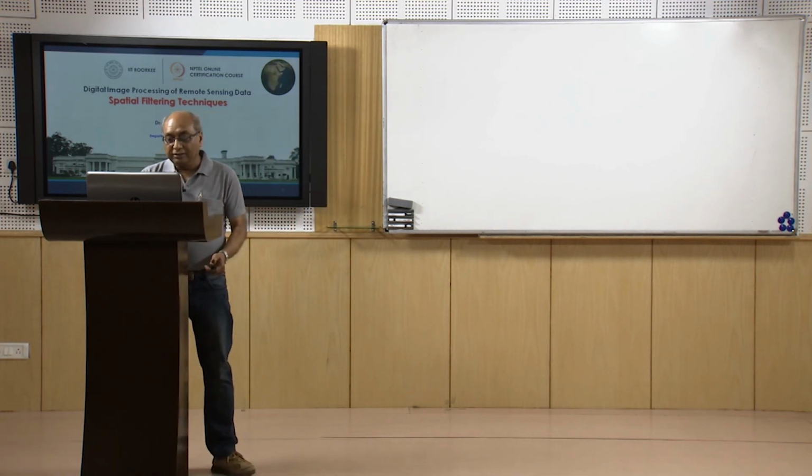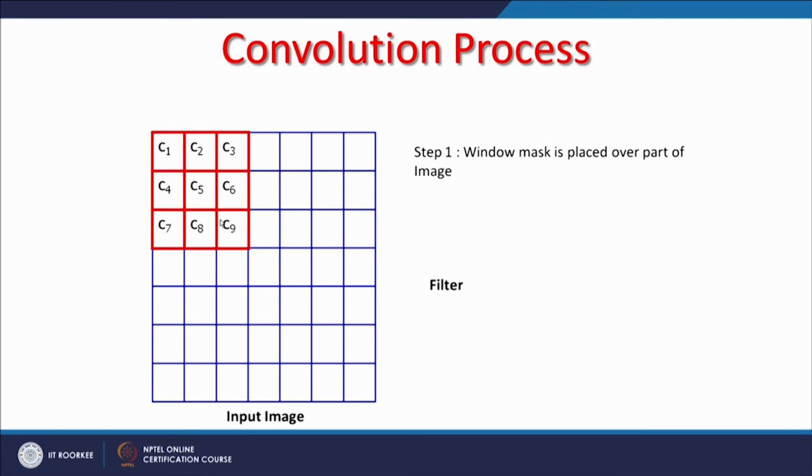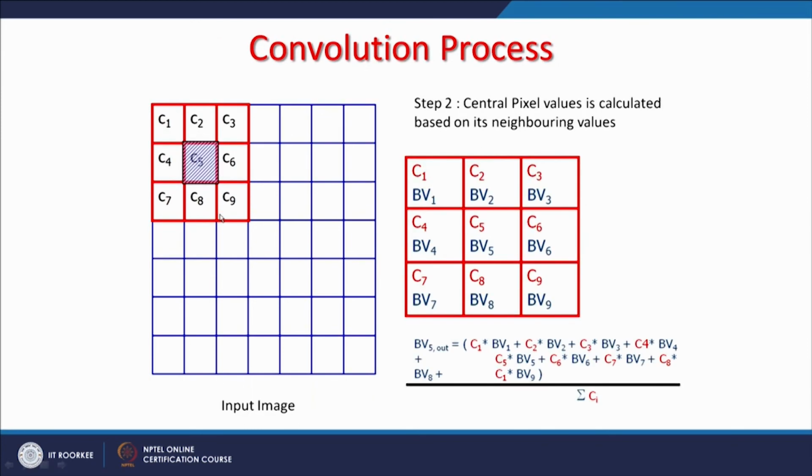Here is the example, this is the input image and this is the filter. Now, step 1 is to place it over part of the image. So, this will go over this image and one by one it will keep moving, but at the same time it will calculate a new pixel value for the central pixel over which this would be placed. So, here this is now placed here, and now this is how the value will be calculated.